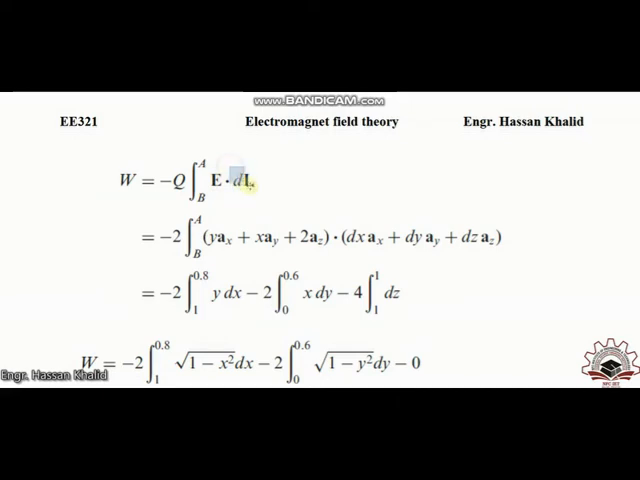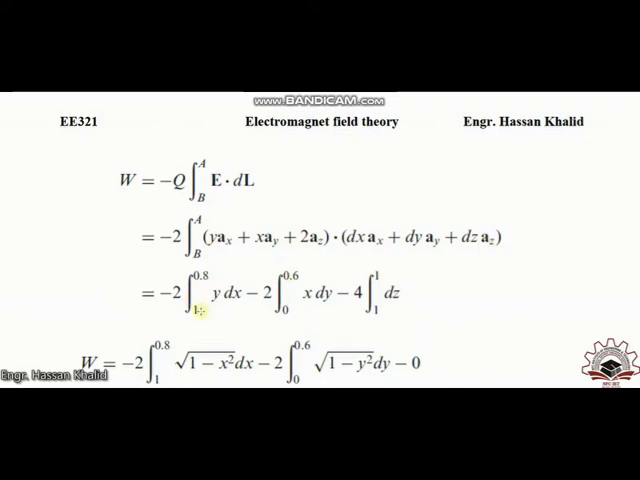Now this dL has been defined in the Cartesian coordinate system. So we will just plug in the values of dx in the direction x, dy in the direction of y, plus dz in the direction of z. And the electric field has been defined by this function: y, x and 2 in the direction of x, y and z. Now, when we take the dot product, ax will be 1, ay will be 1, and az will be 1.